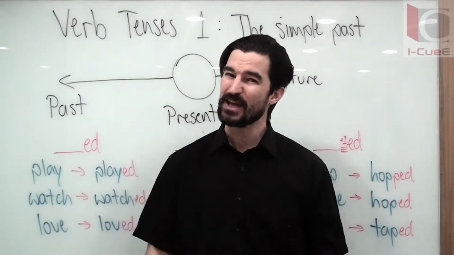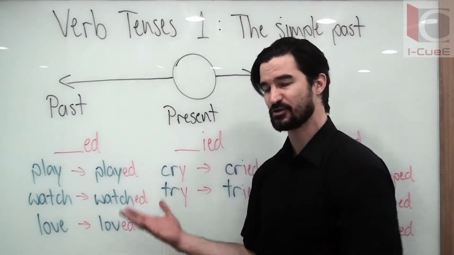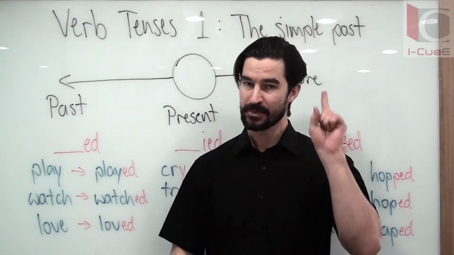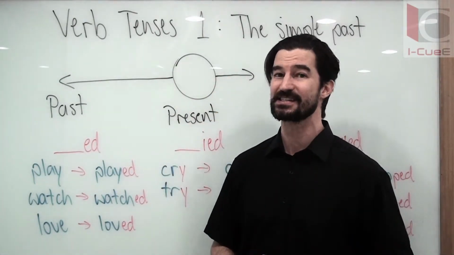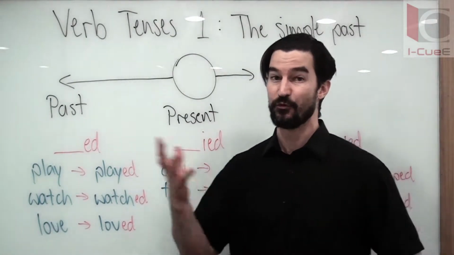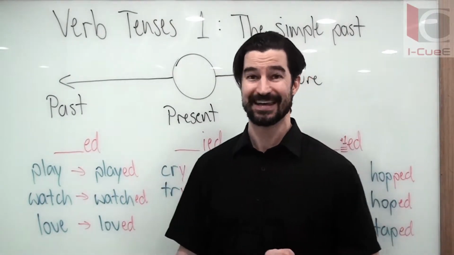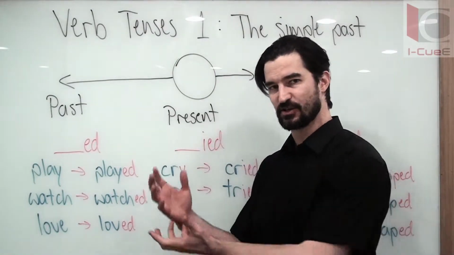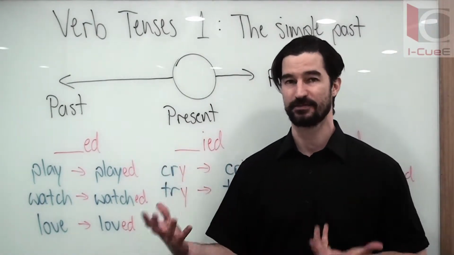Now, there are three ways in which we construct the simple past, or we form the simple past for regular verbs. That's important because the simple past is also a really important verb tense, because this is the verb tense in which we learn to identify regular verbs and irregular verbs. We're going to teach you more on that later, okay? Today, we're just looking at ways to form a simple past tense in regular verbs.